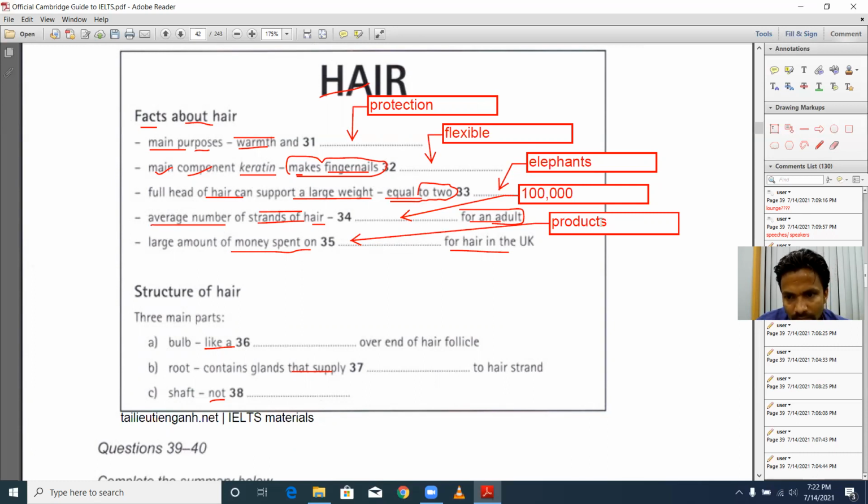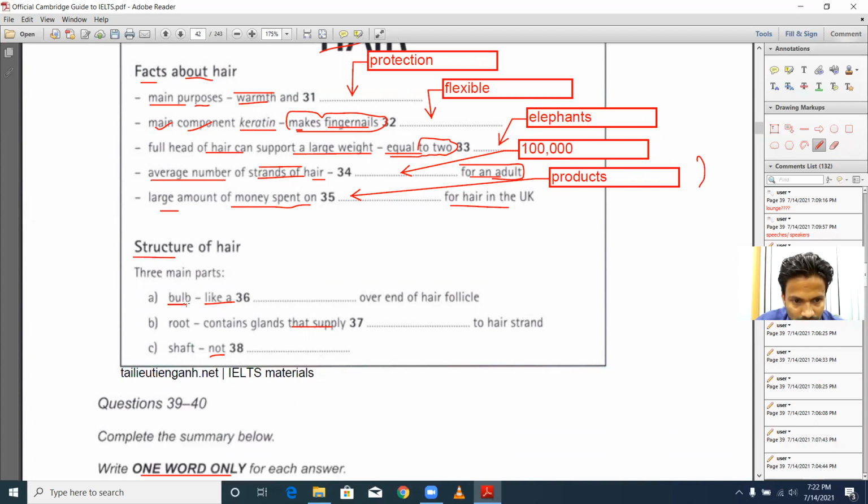So next, I'd like to just give you a quick overview of the structure of hair. As you can see, along the length of the hair, there are three main parts called the bulb, the root, and the shaft. A single hair is fixed at one end below the skin in the bulb. The bulb acts rather like a cap. It encloses the end of the hair in the head.